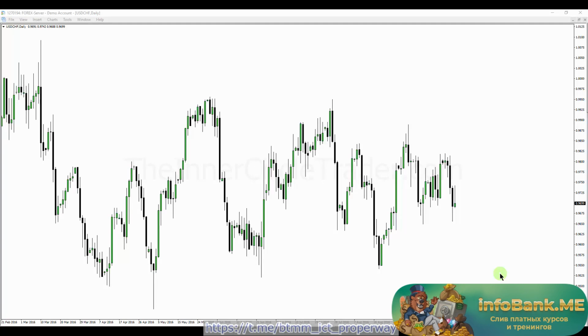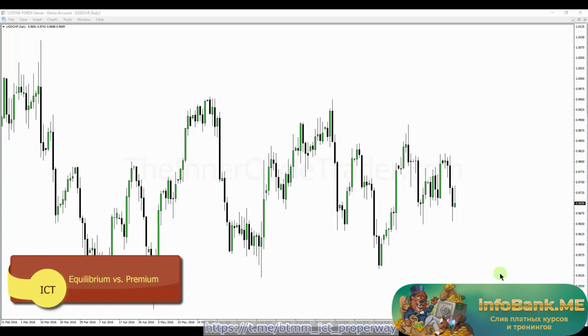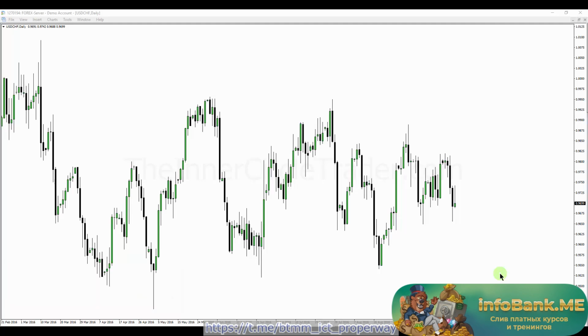The previous tutorial, session 4, we looked at equilibrium versus discount. This session, we're going to be looking at equilibrium versus premium. We went through a great deal of content in regards to discount versus equilibrium, so we won't have to spend so much time with this tutorial, because everything we're showing here is basically diametrically opposed to what you would expect to see in the equilibrium versus discount teaching.